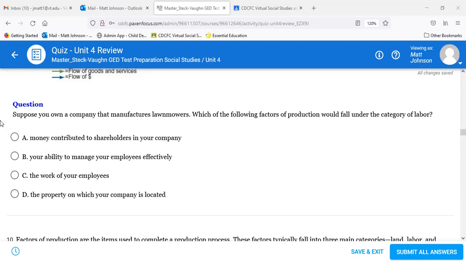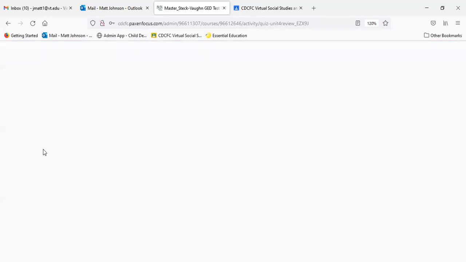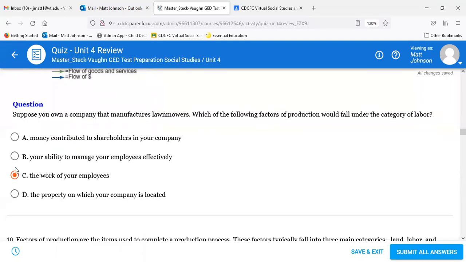Is it B? So C, right? Labor is that work of your employees. So yeah, what a household provides for one is going to be that labor force. So C is the answer for 9.